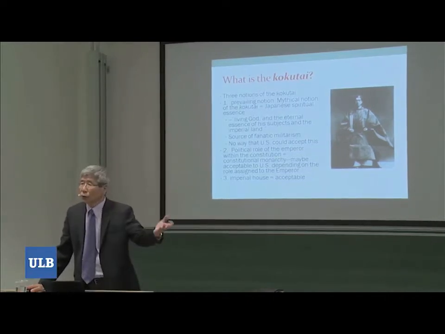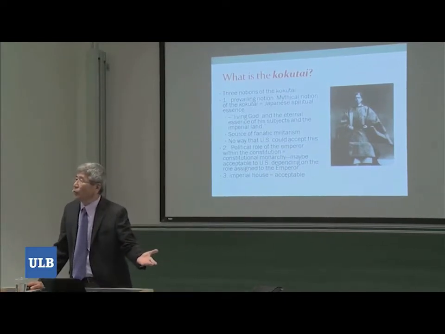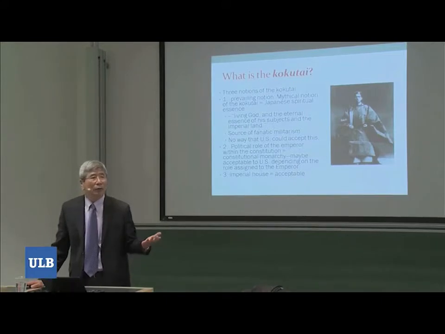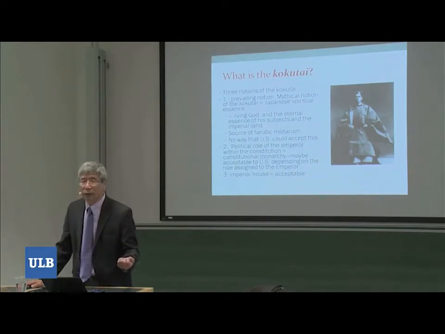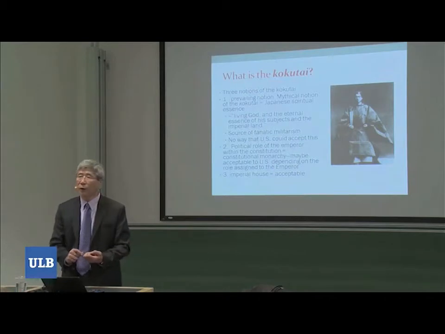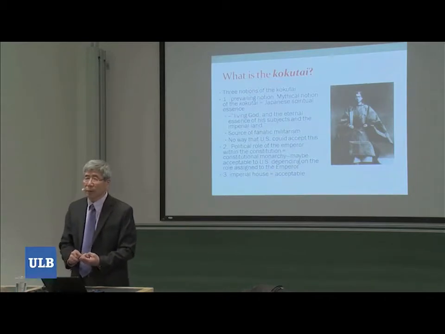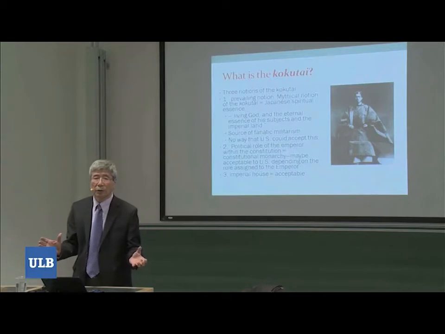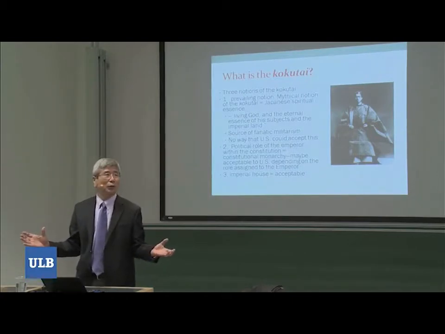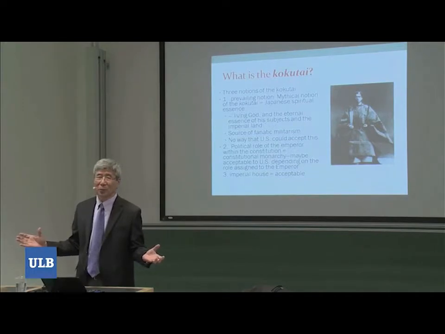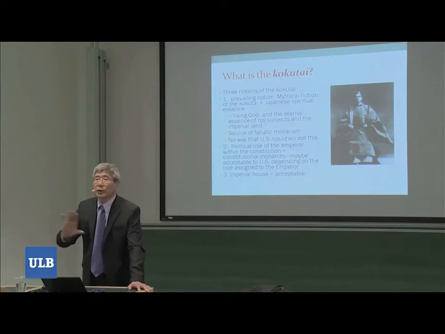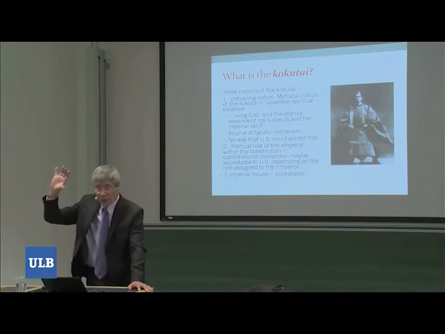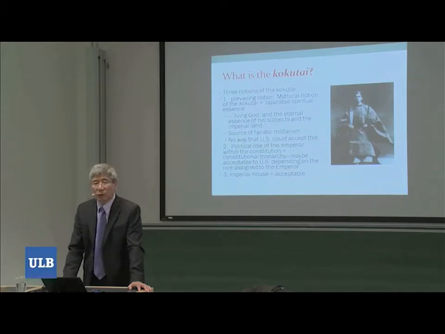And the second notion will probably be acceptable to the United States. In fact, you saw, we explained yesterday, Stimson's draft. We allowed the Japanese the possibility of maintaining a constitutional monarchy under the current dynasty. Depending on how the emperor's power is defined by the constitution, I think that might be acceptable. But the third, the narrowest definition, is totally acceptable to the United States. In fact, that's precisely what the occupation forces did. They didn't abolish the imperial house. And so those are the three notions. But the prevailing view is the first, mythic notion. So this is the kokutai.